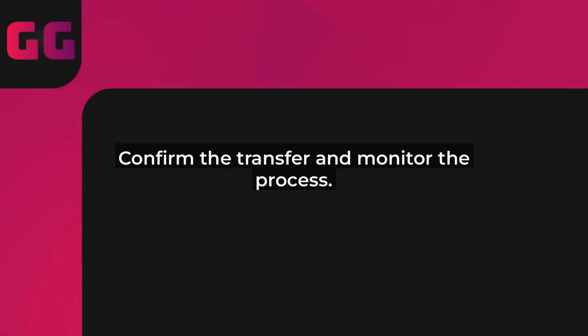After confirming the details, Coinbase will process your withdrawal. This usually takes a few minutes to an hour, but it can vary based on network congestion. Once it's done, hop back to KuCoin and check your wallet. You should see your TRX deposited and ready to use.